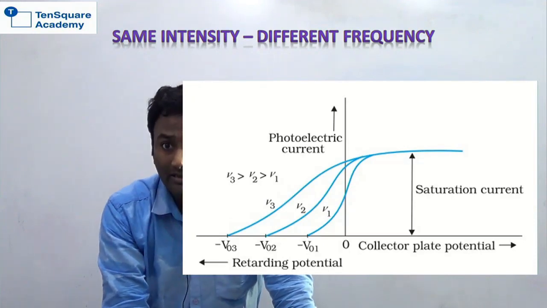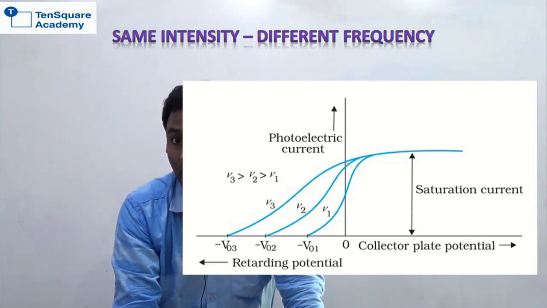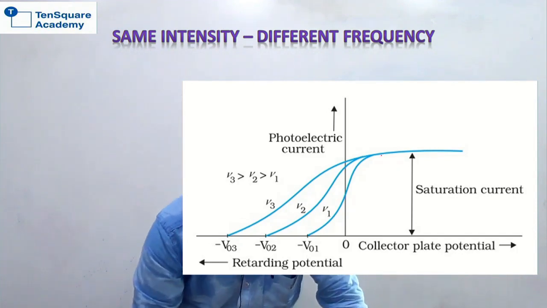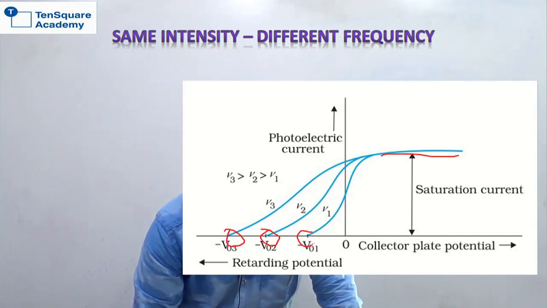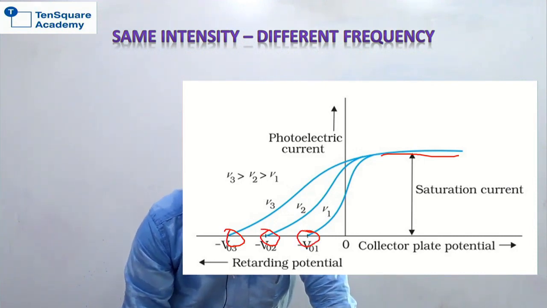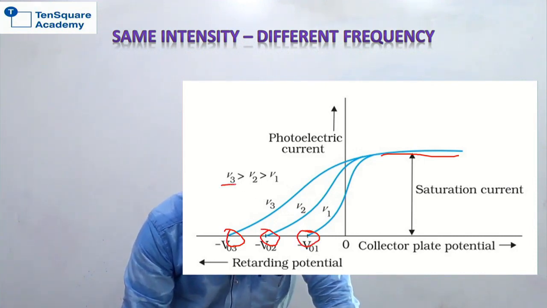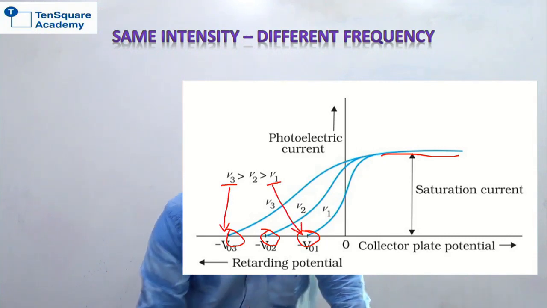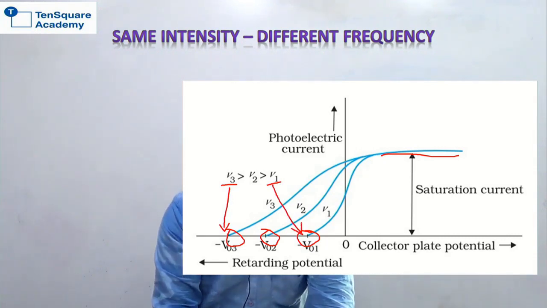This graph has the same intensity but different frequency. So, the same intensity refers to the same saturation current here, but different frequency refers to different stopping potential. Those values depend on the frequency. So, if the frequency is high, then the corresponding stopping potential also will be high. If the frequency is low, the corresponding stopping potential value also will be very low.